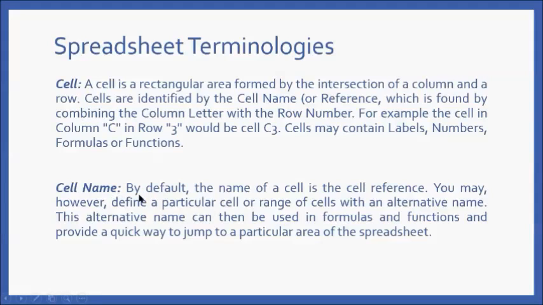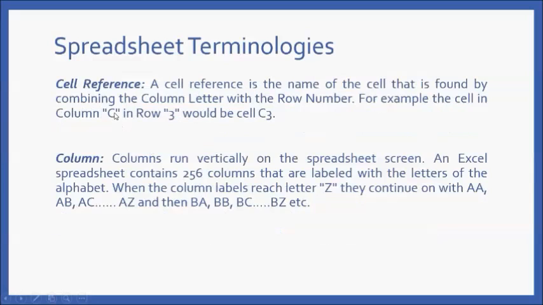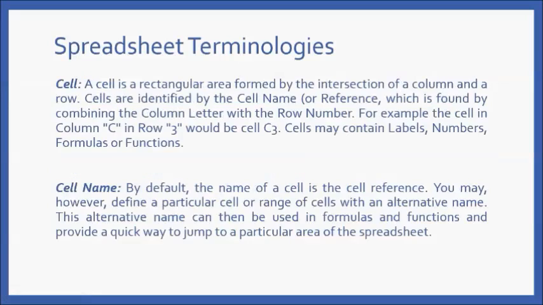Cell name, by default, is the cell reference. You may, however, define a particular cell or range of cells with an alternative name. This alternative name can then be used in formulas and functions and provides a quick way to jump to a particular area of a spreadsheet. Cell reference is the name of the cell that is found by combining the column letter with the row number. For example, the cell in column C in row 3 would be cell C3.